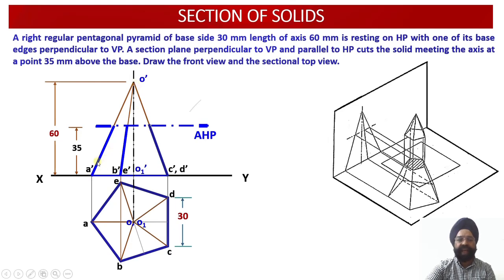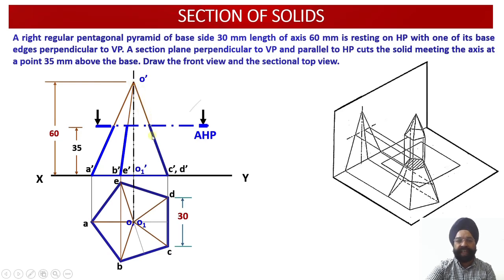O dash A dash is being cut over here. I can name this point as 1 dash. O dash B dash slant edge has been cut over here. I will name it as 2 dash. O dash C dash slant edge has been cut by my cutting plane at this point. So this point corresponding to C, this is the third POI, so I'll name this as 3 dash.